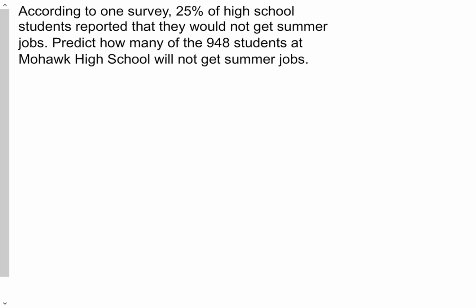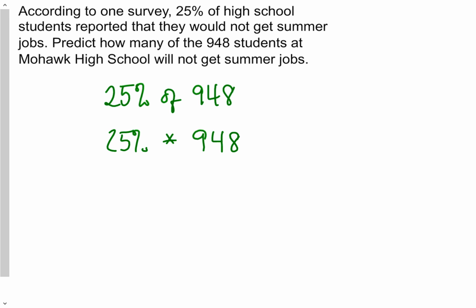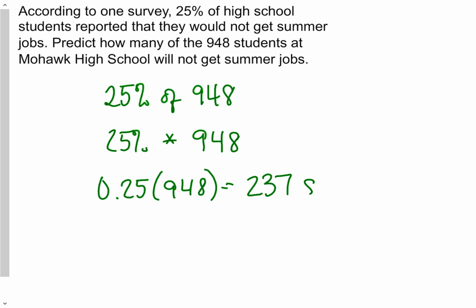According to one survey, 25% of high school students reported that they would not get summer jobs. Predict how many of the 948 students at Mohawk High School will not get summer jobs. So here we're going to say 25% of 948. You're going to change this to 25% times 948. You're going to turn your percentage into a decimal. And when you multiply this out, you're going to get about 237 students.